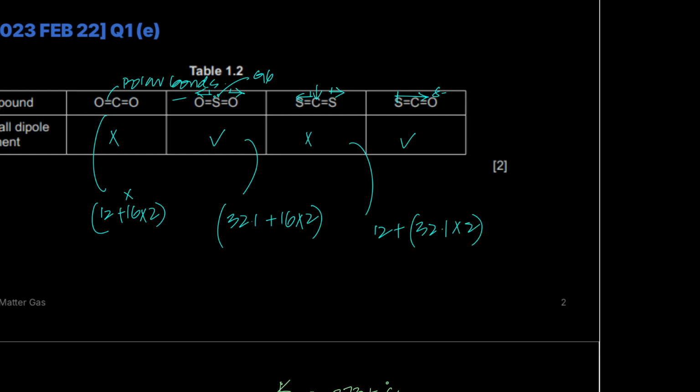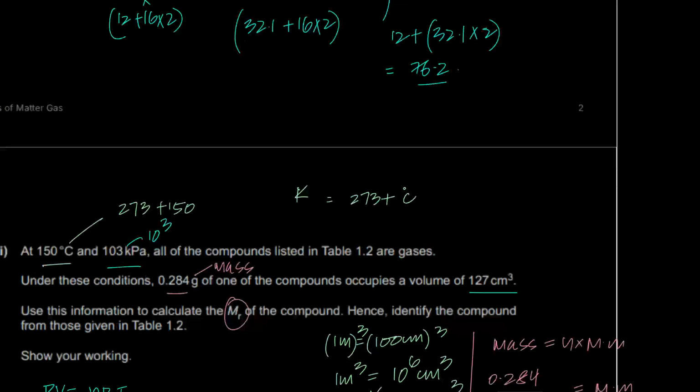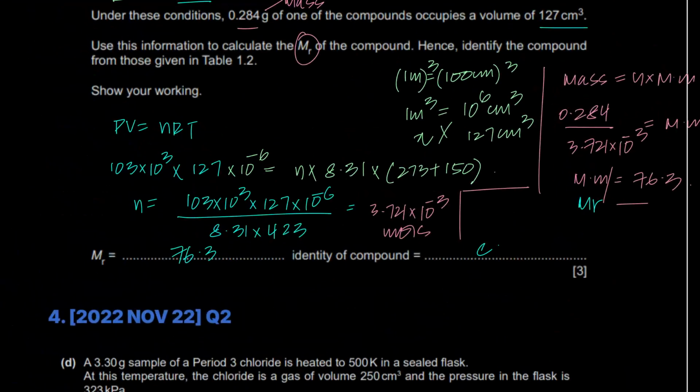What do you get here? I think this is the correct one. 32.1 times 2 plus 12. That gives me 76.2. So it's the closest, 76.2. This one, CS2, is the identity of the compound. That's why the above table was given to you.